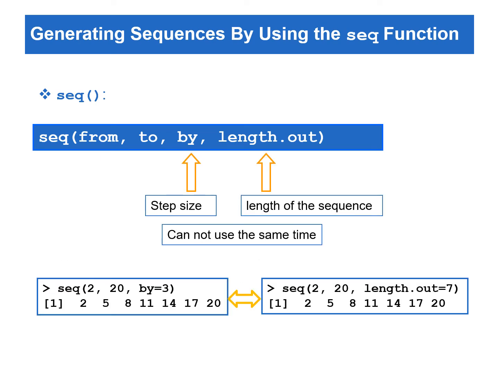The third and fourth arguments, by and length.out, are used to specify a step size and the length of the sequence. These two arguments cannot be used at the same time. If the by argument is not given, the default value is 1. These two examples are equivalent. Both commands generate a sequence of numbers from 2 to 20, with a step size equaling 3.